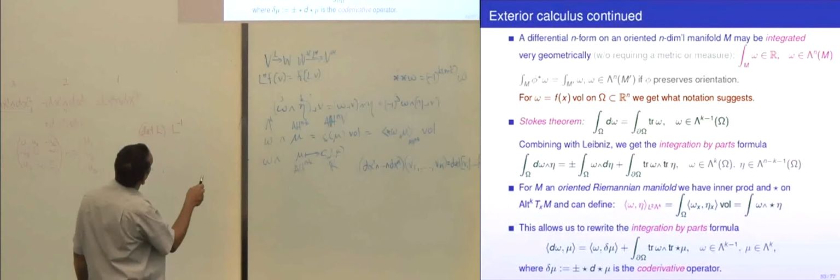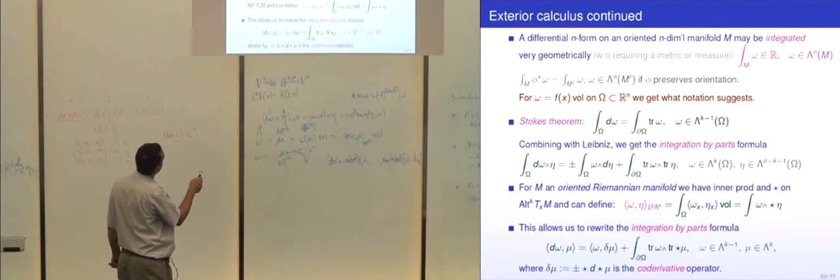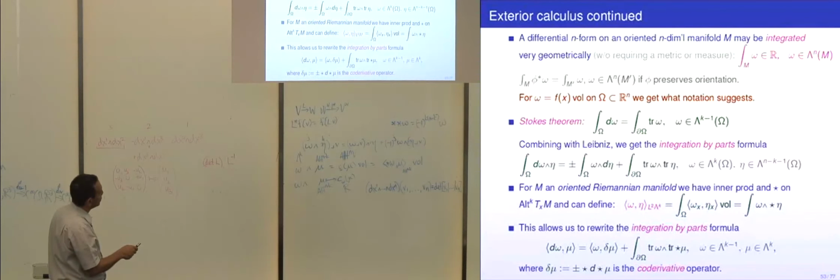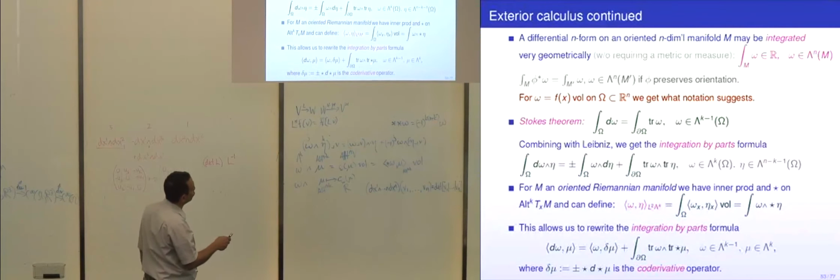So if you use that definition and the Hodge star, you get a different way to write this integration by parts, but it's the same information written in a different way. The L2 inner product of d omega and mu is the same as the L2 inner product of omega and delta mu, the co-derivative, formal adjoint, plus a boundary term, which is the trace of omega wedged with the trace of the Hodge star of mu on the boundary. And omega is a k minus 1 form, and mu is a k form. So star mu is an n minus k form. So we have an n minus k and a k minus 1 form. So this is an n minus 1 form. So it makes sense to integrate it.